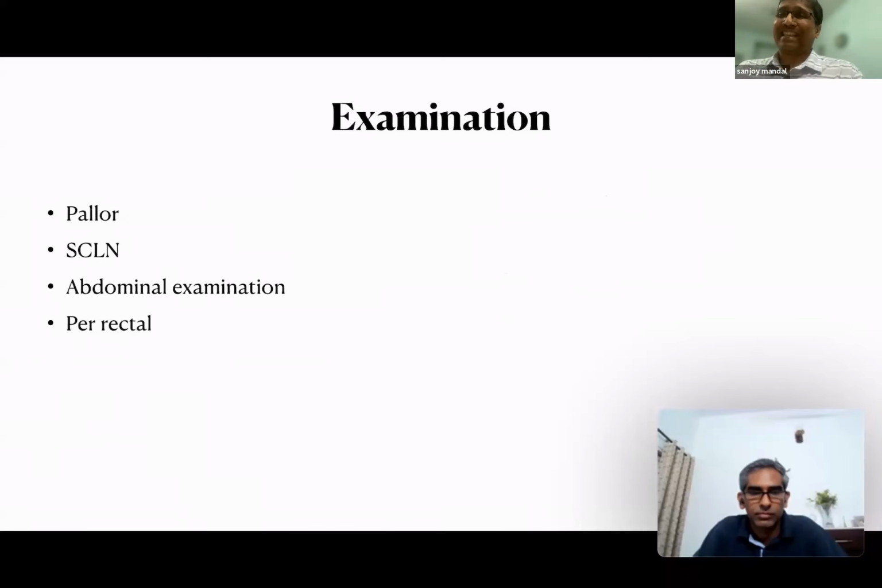Now, when we talk of examination, obviously a thorough examination is definitely important, but specifically for colon cancer, a couple of things you need to look at. You need to see whether the patient has anemia. You need to look for a supraclavicular lymph node and other lymphadenopathies, and do a thorough abdominal examination. And most importantly, always do a per-rectal examination.